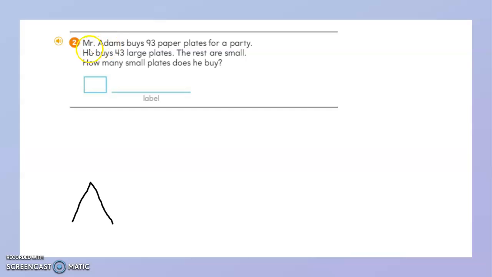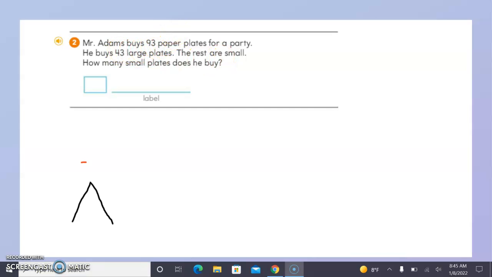Let's look at the word problem one more time. Mr. Adams buys 93 paper plates for a party. Does that sound like the total number of paper plates or a partner? Yep, 93 is a total. Let's put it on the top. What's the other information that we know? It says he buys 43 large paper plates. Okay, 43 large paper plates. It says the rest are small. Well, the rest is not a number, so that's our unknown. We're looking for how many small plates he buys.